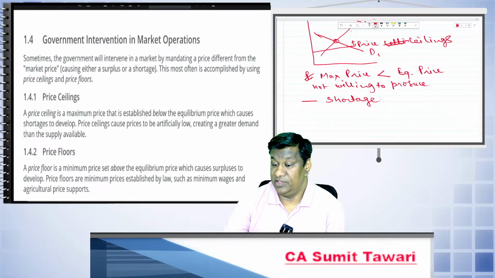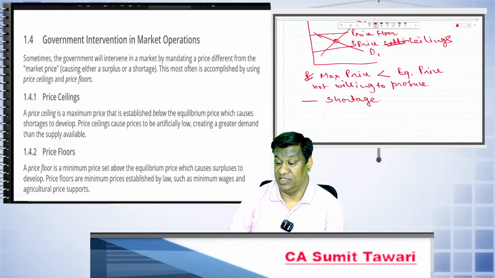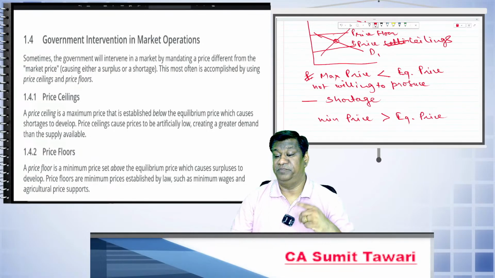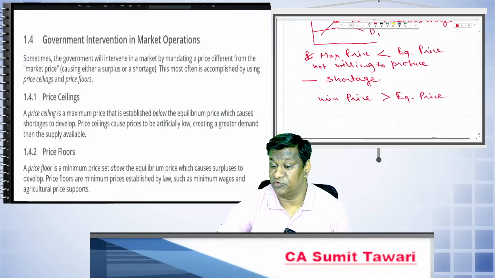Okay. If this is basically the price ceiling, this is the price floor. So the minimum price you need to charge, or the customer needs to pay, is above the equilibrium price. So as the minimum price is more than the equilibrium price, the supplier is willing to produce, but the customer is not willing to buy.